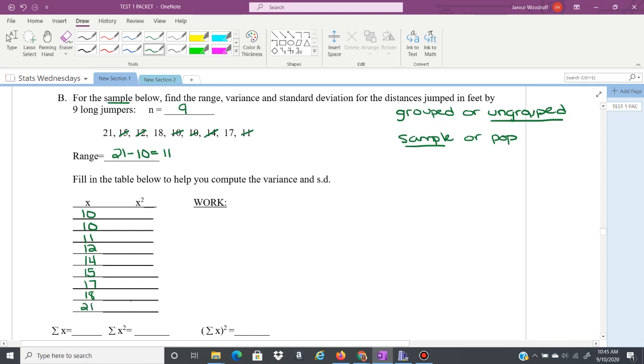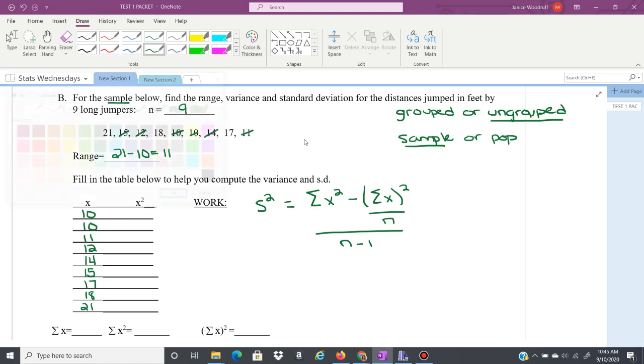Okay, so we want to use the formula for sample standard deviation, that's going to be s squared, and it is ungrouped. Okay, so this is from 3.2. Sum of x squared minus the sum of x, squared, over n, and then all of that over n minus 1. Okay, so that's the formula we're using. So let's go ahead and start filling out the chart.